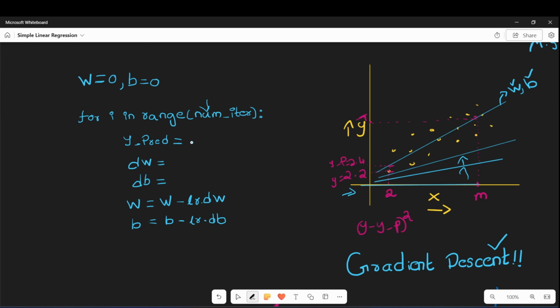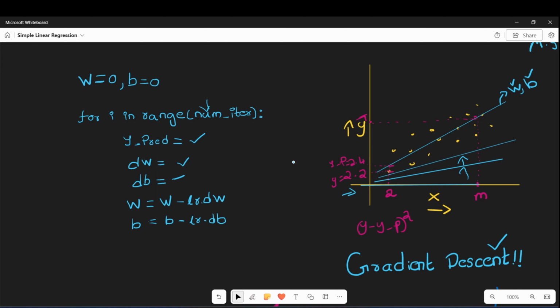So in each iteration we calculate the y pred value, and using this we calculate the dw value, and then we calculate the db value, and then we update this w and b using this formula. And after each iteration our initial line will move closer and closer towards this best fit line, and after all iterations are completed our line will take the position of the best fit line.